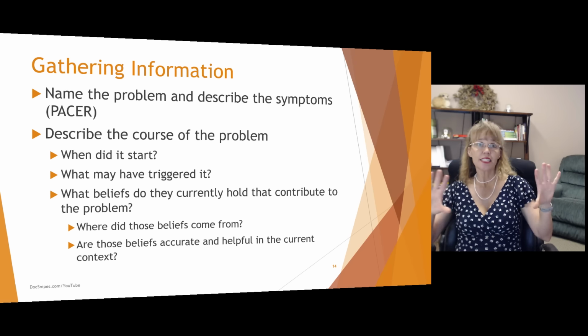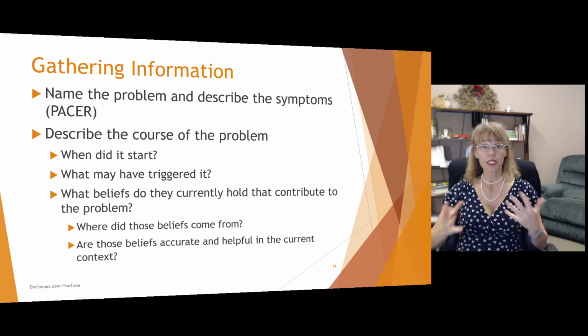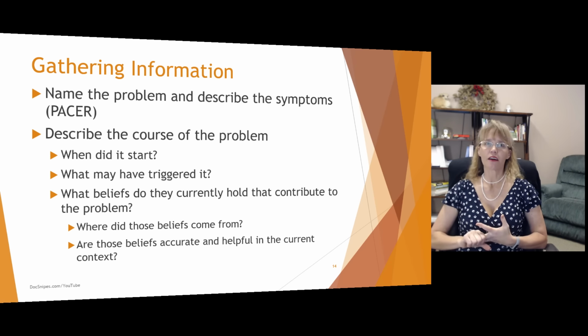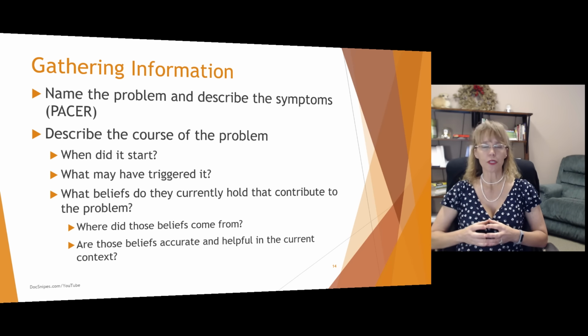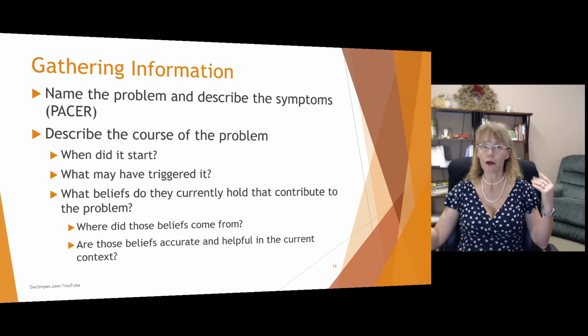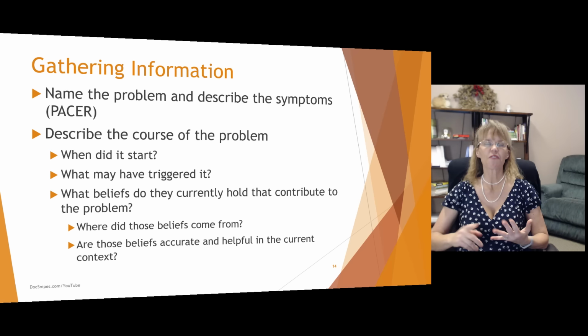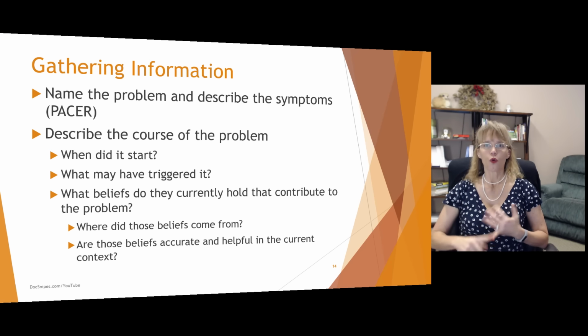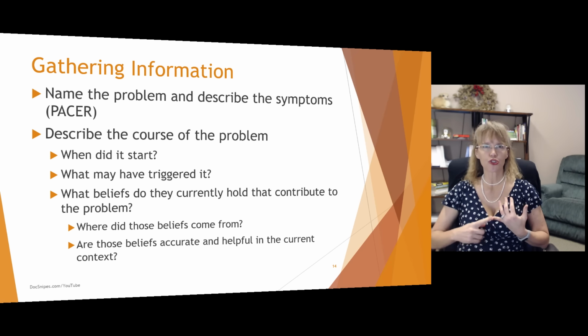Now that people have created safety and have a couple of tools to deal with distress and start evaluating and altering their automatic beliefs and schema, it's time to start gathering information. Have them name the problem and describe the symptoms. So the problem is abandonment anxiety, but what are their symptoms physically? How do they feel when their abandonment anxiety is triggered? Physically, how does this abandonment anxiety impact their health and well-being? Affectively, how does their abandonment anxiety impact their emotions?